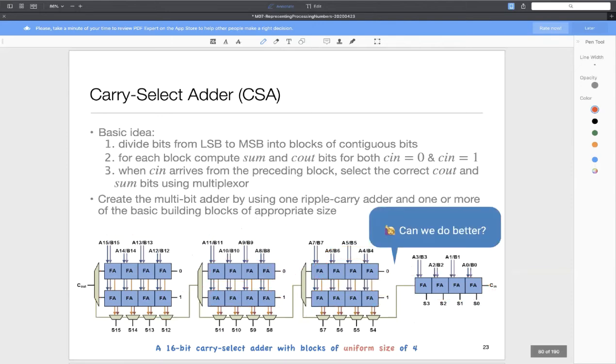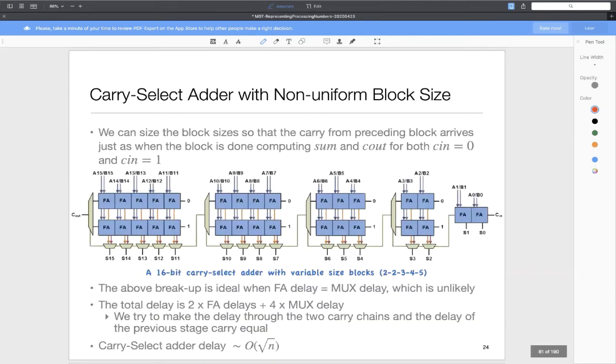So that would be a smarter strategy of doing CSA, and that indeed is what you are going to see here. What we do is 2 bits here and 2 bits here, but then I say do 3 here, 4 here, 5 here. So I kind of do this telescoping increase.